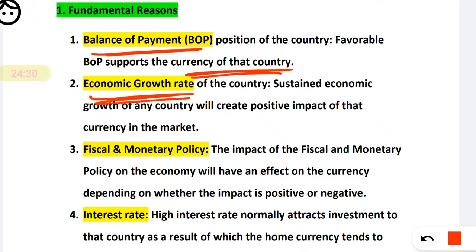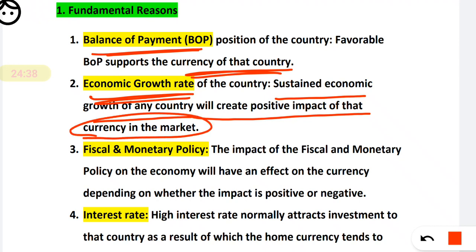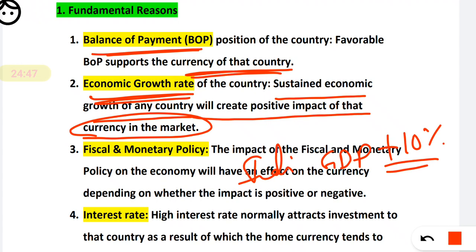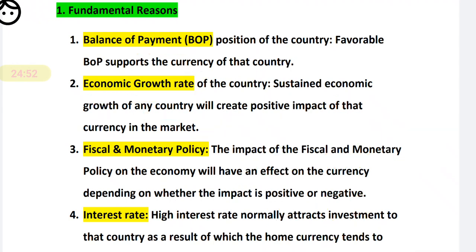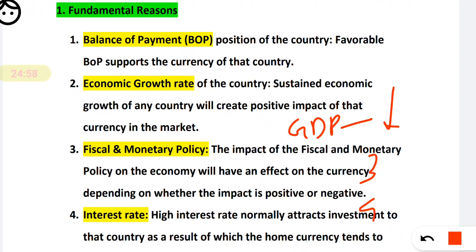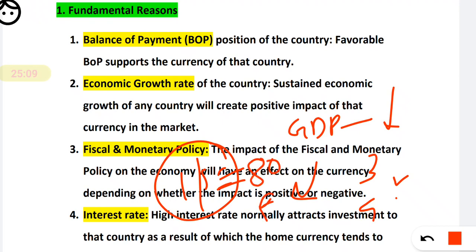Now, economic growth rate. Sustainable economic growth of a country will create a positive impact on that currency in the market. For example, say India. If India's GDP growth is high, say more than 10%, obviously the Indian rupee will get stronger against foreign currencies. If our GDP is declining, say to 3 to 4%, then the foreign currency will become stronger, and for one dollar we have to pay a very high price, say 80 rupees or 90 rupees.